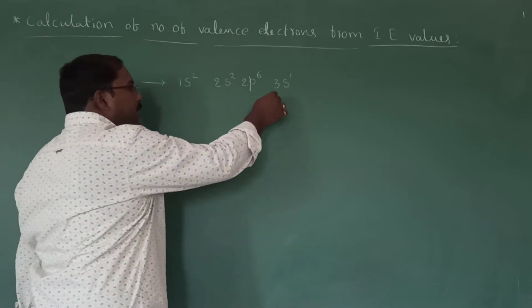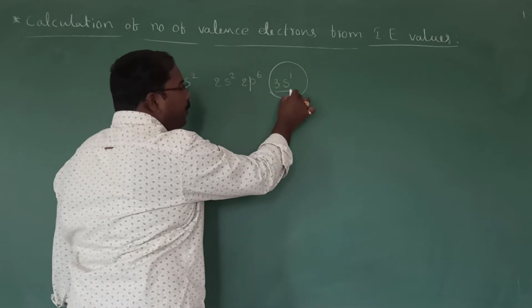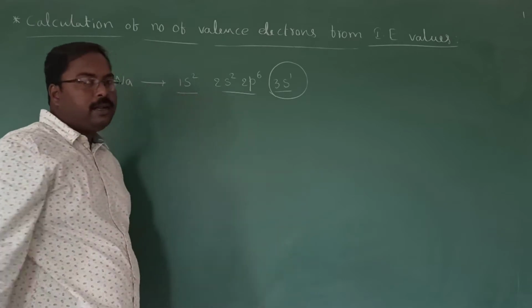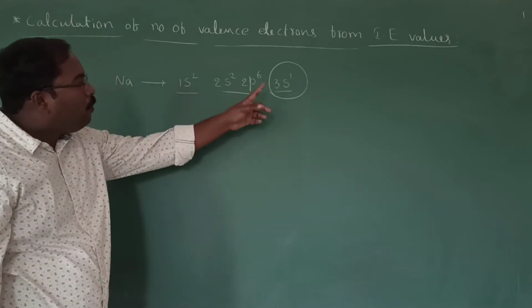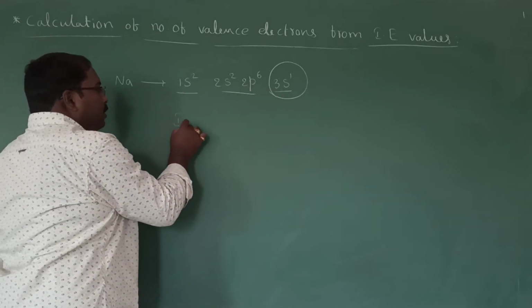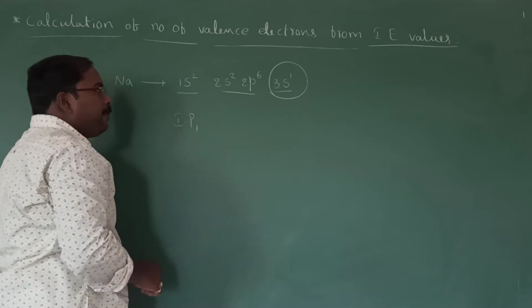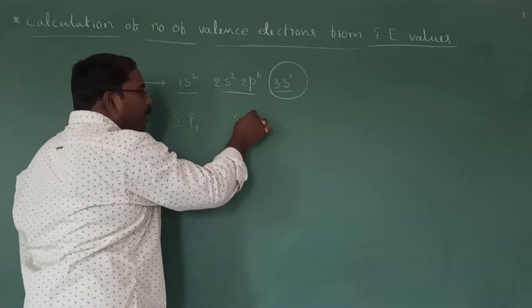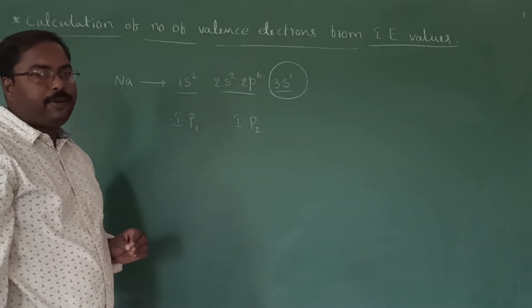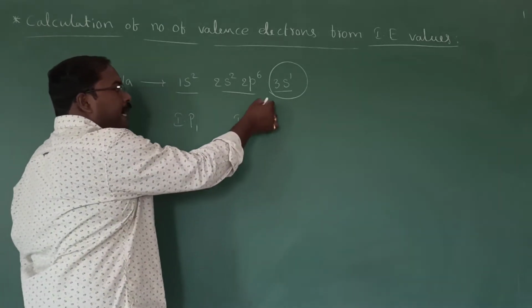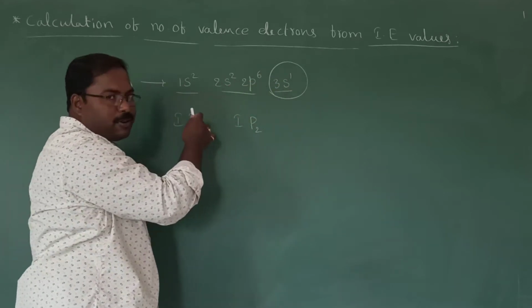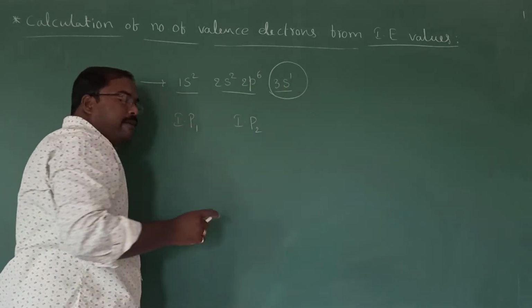Now, how many valence electrons are present? This third orbit is the outermost orbit. The second and the first orbits are inner shells. So how many electrons are there in the outermost orbit? It is having only 1 electron. Removing the first electron is easy. If you want to remove the second electron, you don't count from the starting; from the valence shell we have to count. This last orbit has only one electron.